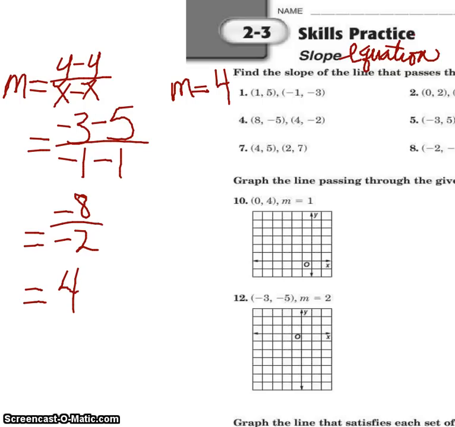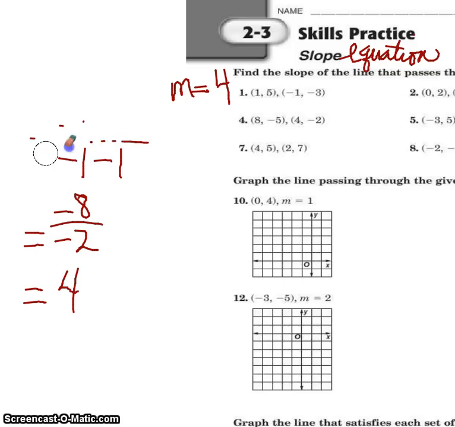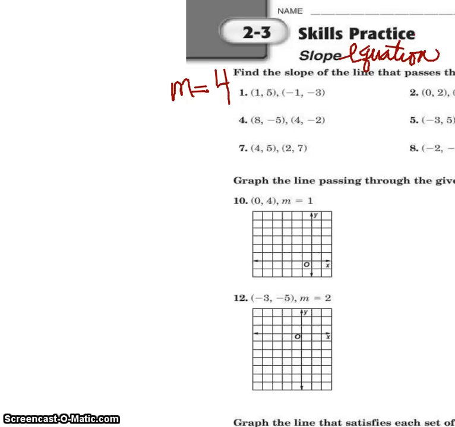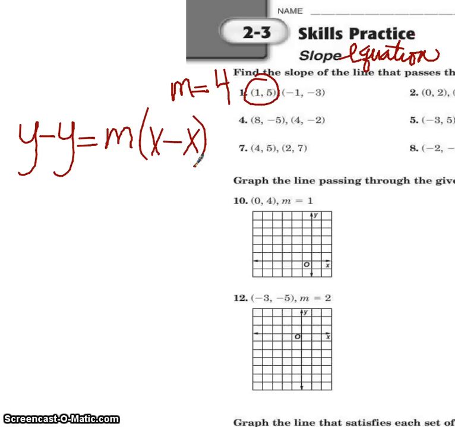So now I'm going to go back. And now that I have my slope, I can write my equation using what formula? That's correct, the point slope. I can use either point. I'm going to choose to use (1, 5). So now I'm going to go to my point slope formula, which is y minus y equals m times x minus x. And now I'm going to substitute my x, y values as well as my slope. So I'm going to have y minus 5 equals a slope of 4 and then x minus 1.